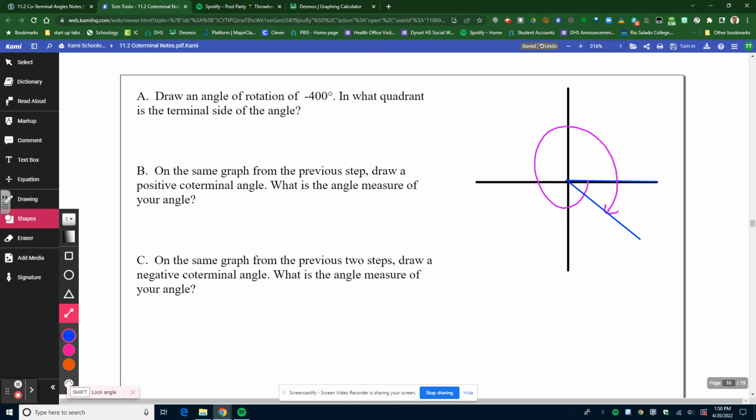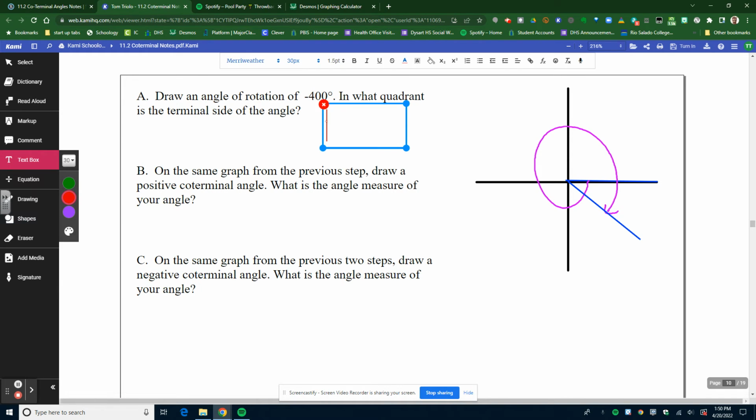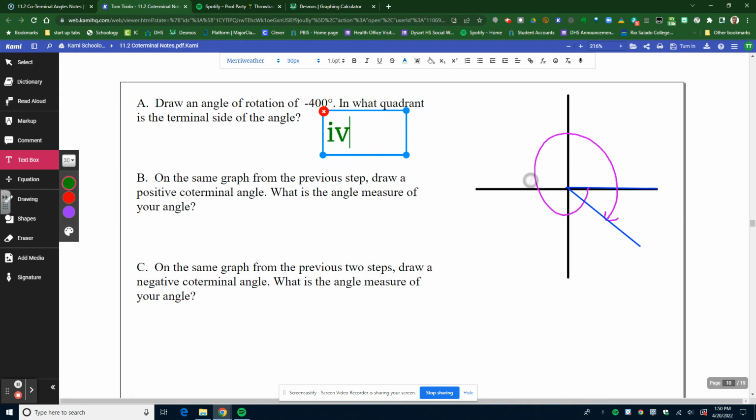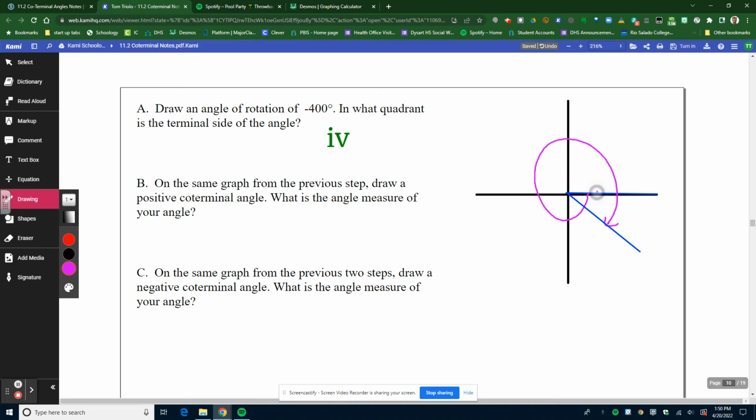Oh, I did that one. I made the spiral first. It's been a while. So we're in the 4th quadrant, IV. Oh, it's negative. Same graph, we're going to draw a positive coterminal angle. So this time we're going to start here and go.